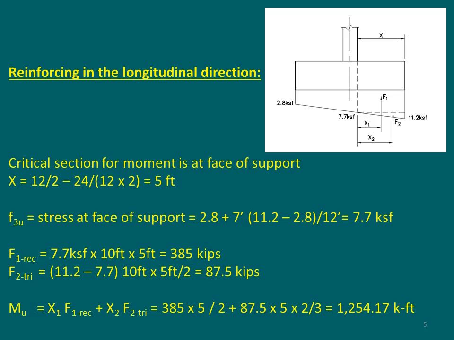Now x is going to be the critical section for the moment, which means the cantilever length. Now I have here a total of 12 feet, which means 1/2 of the footing is going to be 6 feet. Column length is 24 inches. This is like 2 feet. 2 feet means from the center of the column, or the middle of the footing, to the face of the column is going to be a foot. So I have here 6 minus 1, which is 5 feet. So cantilever length is going to be equal to 5 feet. Therefore, x1, the distance from F1 to the face of support, is going to be equal to 2.5 feet.